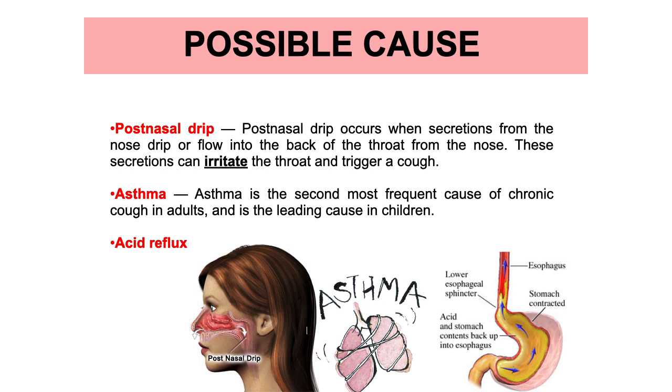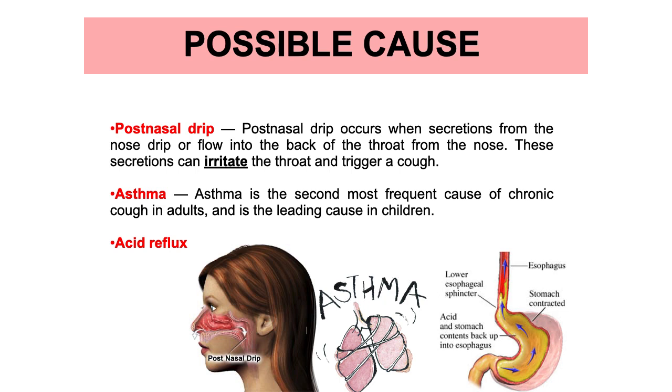Normally, class, it's due to a postnasal drip. Postnasal drip is the sensation you have whenever you have, say, a runny nose, then you feel a fluid flowing to the back of your throat. Normally, a postnasal drip happens when you have allergic rhinitis or when you have colds. Kaya nga, class, kaakibat kadalasan ng colds ang cough. So the postnasal drip occurs when secretions from the nose drip or flow back into the back of the throat. Now, these secretions can irritate the throat, causing your cough reflex to be activated.